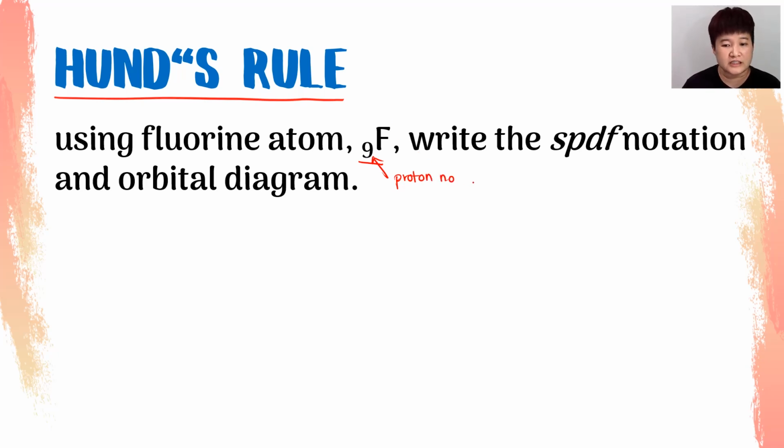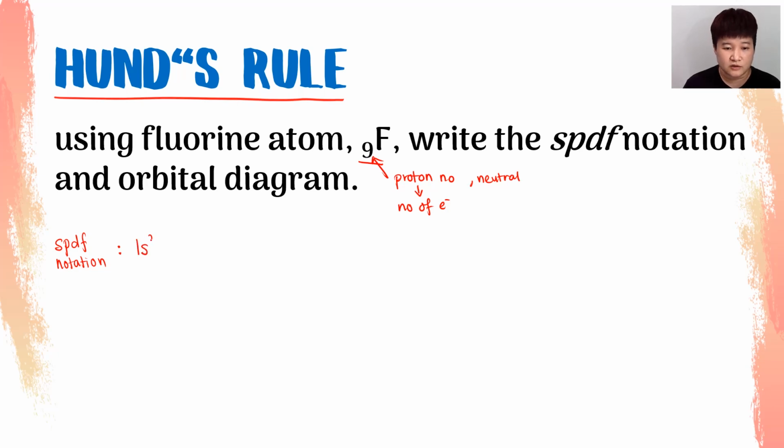When fluorine is neutral, the proton number will be equal to the number of electrons. So for a fluorine atom, I will have 9 electrons to arrange. So for the SPDF notation, how should it start? The SPDF notation should start with the lowest energy first.